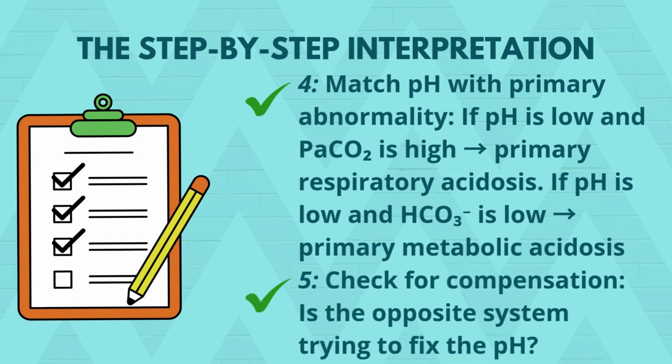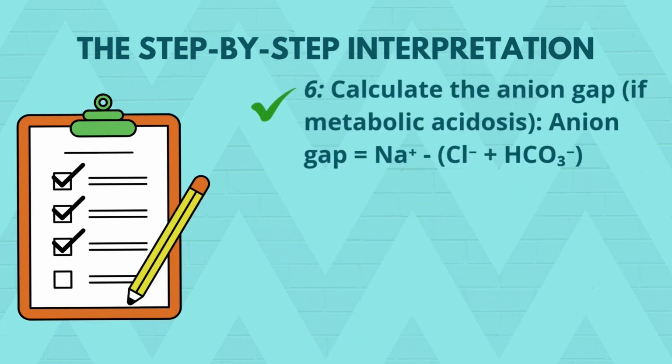Step 5 is checking for compensation. Is the opposite system trying to fix the pH? Compensation never overcorrects the pH. Step 6 is calculate the anion gap if it's a metabolic acidosis. The anion gap is a number that helps doctors figure out why someone has too much acid in their blood. The formula is simple. It's sodium minus the chloride plus bicarbonate. You just subtract the amount of chloride and bicarbonate from the amount of sodium in the blood.